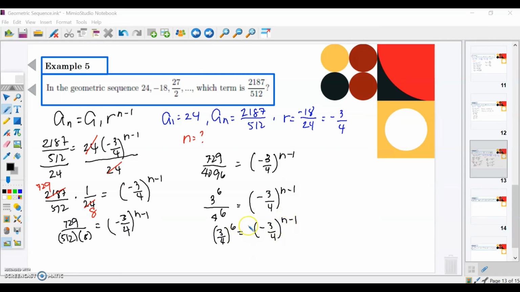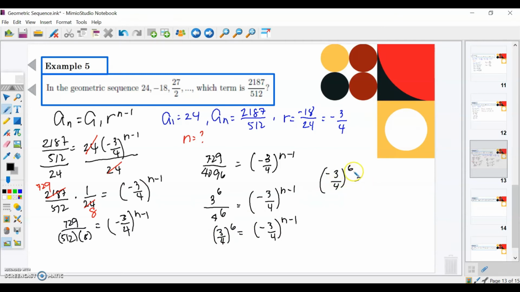Solving now for the value of n in this equation, in order for us to equate the exponents 6 and n minus 1, they should have the same base. Here, we have the base which is positive 3/4. Here, we have negative 3/4. So what we are going to do is, instead of considering 3/4 here, I will consider negative 3/4 as my base. And as we all know, if we raise it to an even power, which is 6, then the negative will just be equal to the positive. Okay? So negative 3/4 raised to 6 is just equivalent to 3/4 raised to 6.